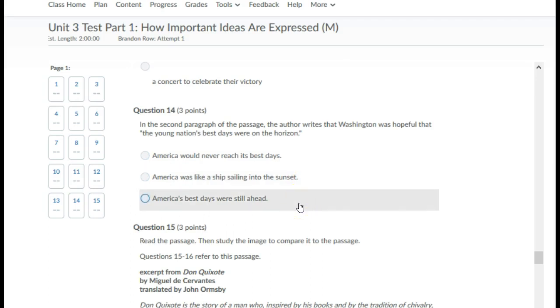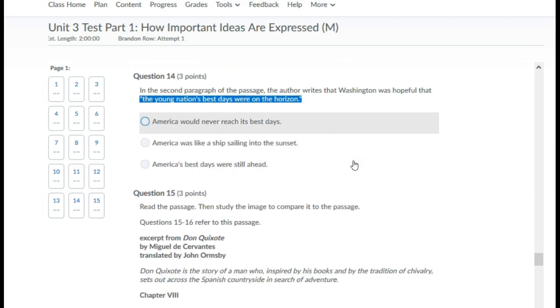America's best days were still ahead. What they're asking here is, what does this mean? The young nation's best days were on the horizon. What is the meaning of that metaphor? Best days were on the horizon. Obviously, we don't have days on the horizon. So what does that mean in terms of America?